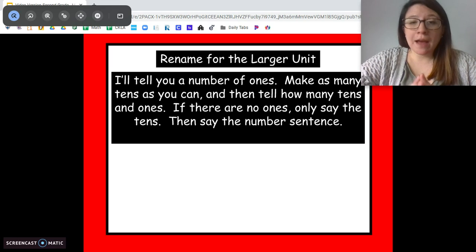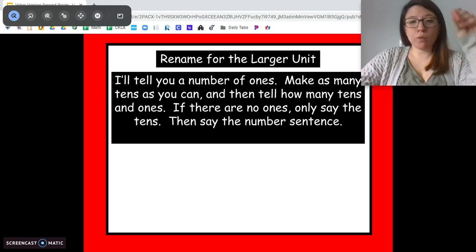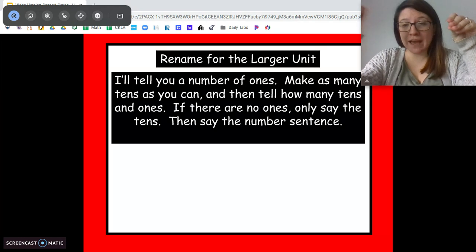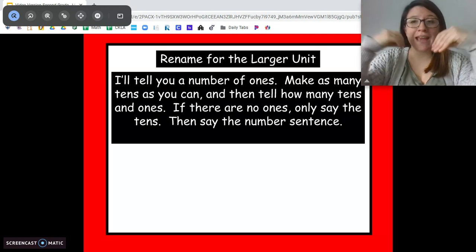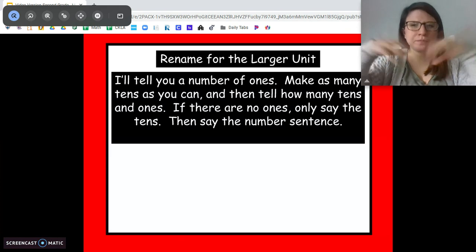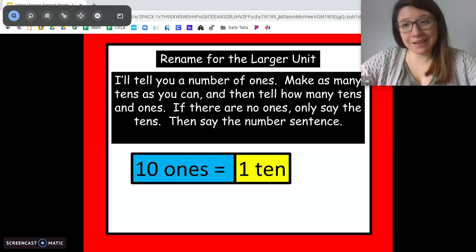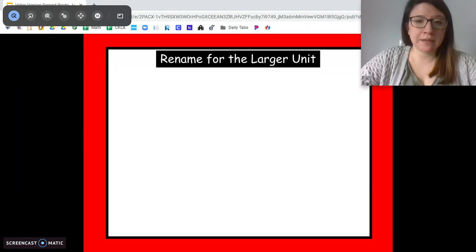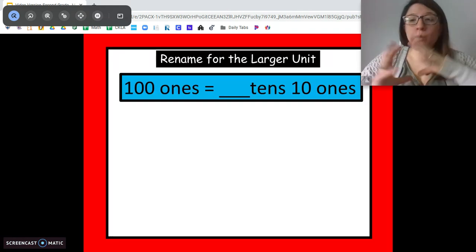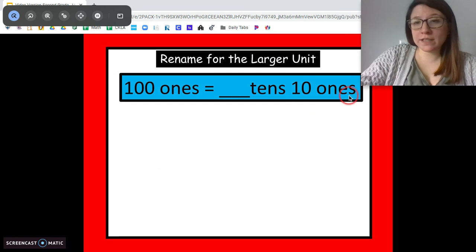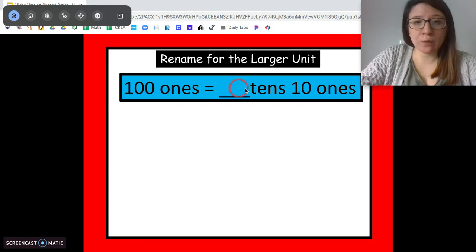But this time, I'm going to tell you a number of ones, and then I'm going to give you the number of 10 ones. What you're going to need to do is take out the 10s that are left over. I'll show you what I mean. So if I give you 10 ones, it's going to equal 110, right? Easy peasy. Now, if I give you 100 ones, I'm telling you, you have 10 ones here, so take that 10 ones out. How many 10s are left?